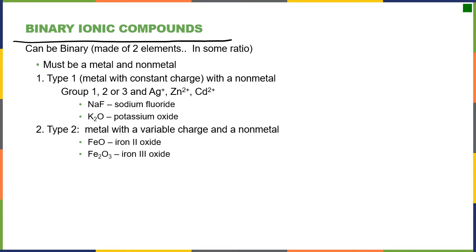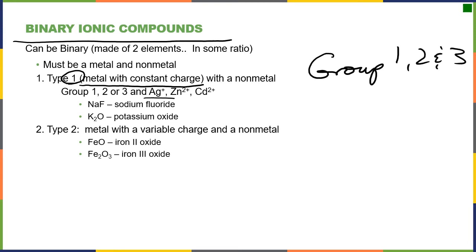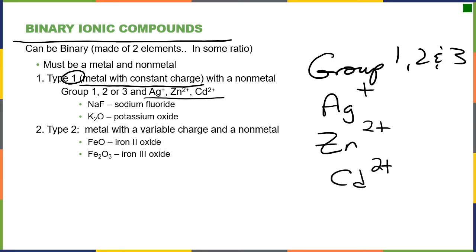So, binary ionic compounds. These are going to be made of 2 elements in some ratio, a metal and a nonmetal. Our type 1. Type 1 is a metal with a constant charge, and this 1 means one charge only. And our type 1 metals, it's a short list, are going to be groups 1, 2, and 3, and then 3 other metals. And we need to memorize these charges, and they are silver, zinc, and cadmium. Zinc and cadmium are always +2, silver is always +1, and for groups 1, 2, and 3, the group number is going to be the charge. Remembering group 1 is +1, 2 is +2, and 3 is going to be a charge of +3.